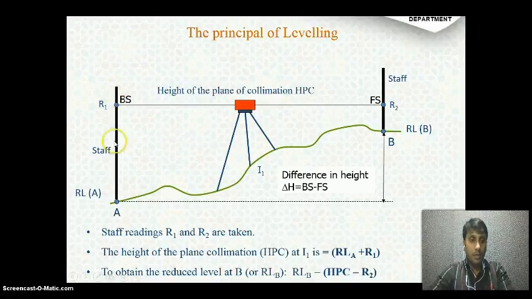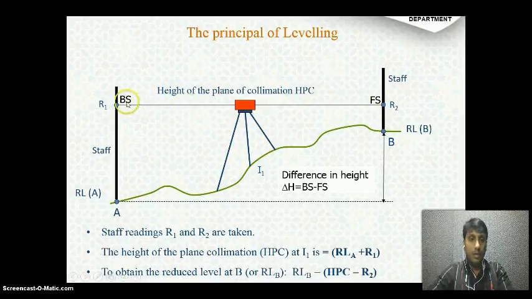Okay, so the staff has been kept at point A and point B. When you sight from the instrument, you can see one point. That is known as R1. RL of A means reduced level of A. R1 means the staff reading at A. R2 means the staff reading at B.